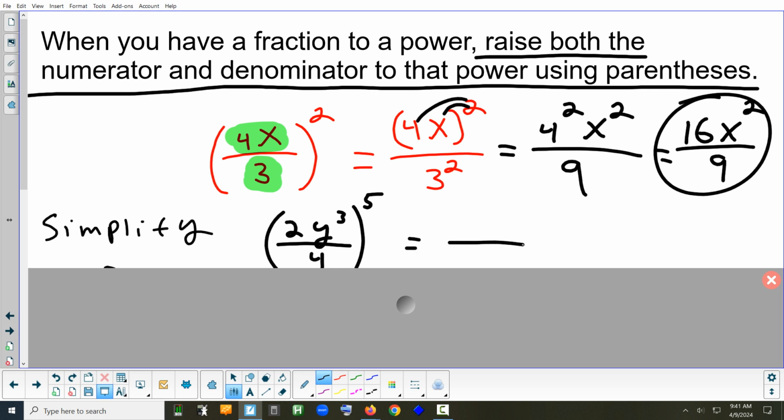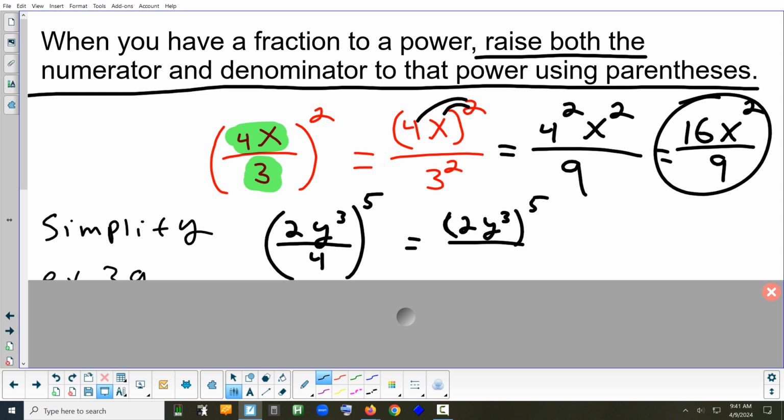What would I write first, just to do the top? Parentheses 2y, parentheses to the power of 3, and then parentheses to the power of 5. Perfect. So you raise the top to the power, and then what would go in the bottom? 4 to the power of 5. Yep, that's your first step. Other than typing in 4 to the power of 5 on a calculator, there's nothing we can do in the bottom. So we'll do that in a second.